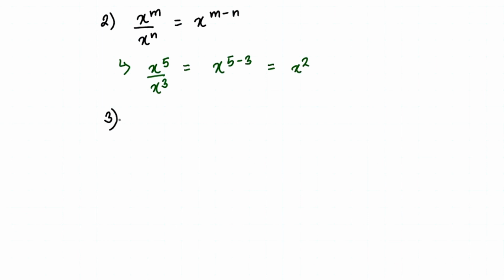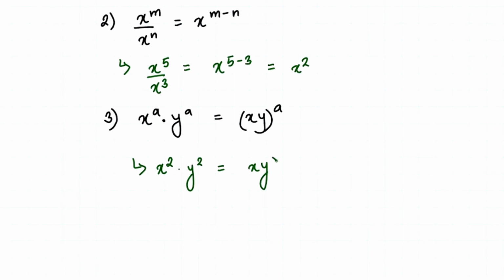Now our third law is something like this. So if we have different bases like x to the power a and y to the power a, okay, so we have different bases which are in the product form, but if they have the same power, then we can write this as xy to the power a. For example, if we had something like x square dot y square, then we can write this as xy whole square. So here we had x square and y square, we can write that as xy whole square, okay?